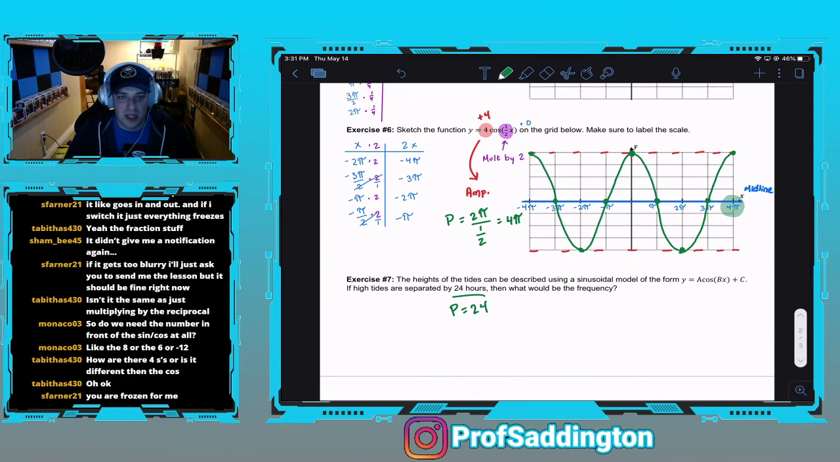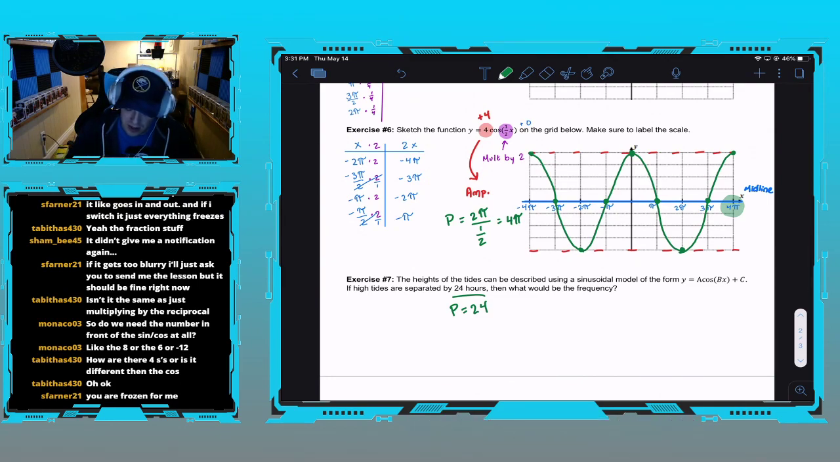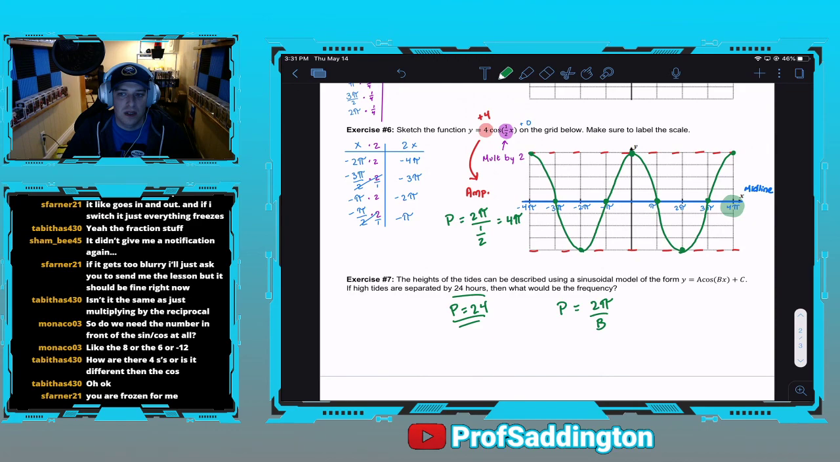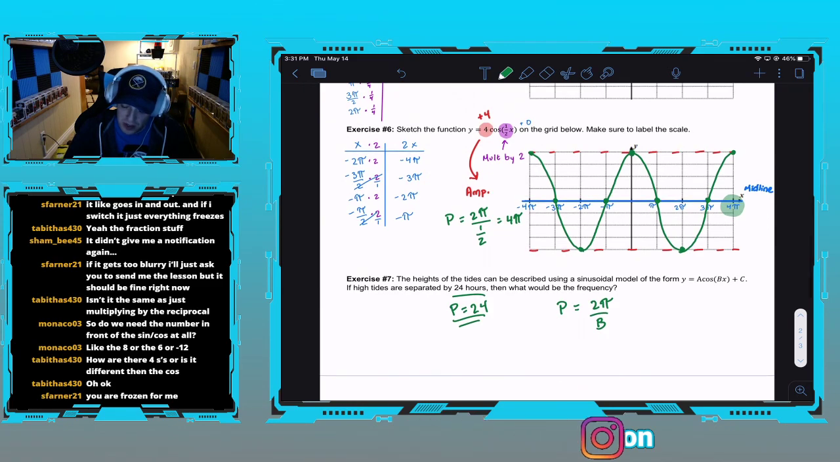Oh, maybe I should do this out. I think I did give one problem like this. So if we know that the period is 24, we know period is equal to 2 pi over b. Well, we know what the period is equal to. Sorry, Sierra. I'll upload the video and you can just go back and watch that last part. So period would be 24 is equal to 2 pi over b.